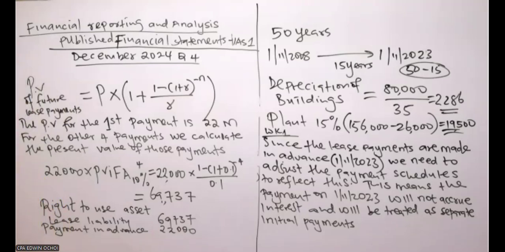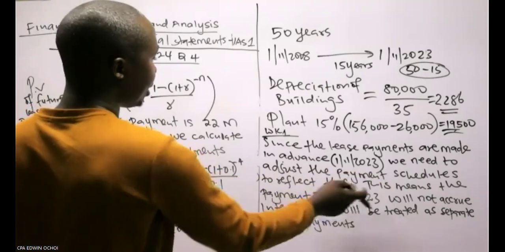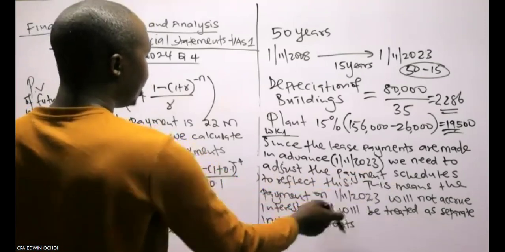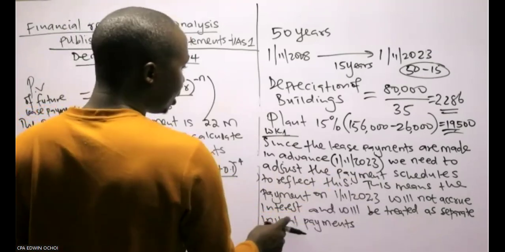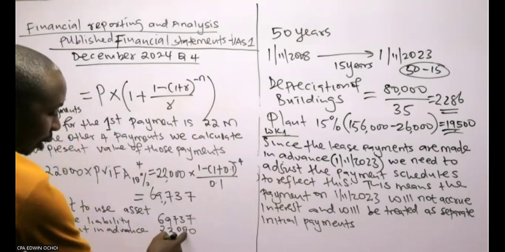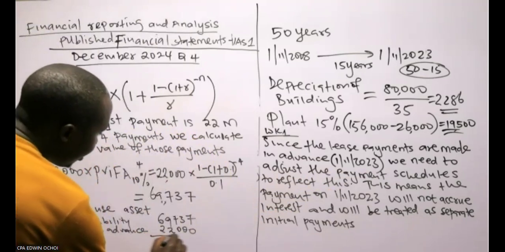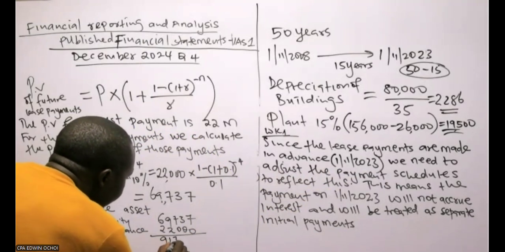That is why I said that since the lease payments are made in advance, we need to adjust the payment schedules to reflect this. This means that the payment for 1st November 2023 will not accrue interest, and it will be treated as a separate initial payment. So the total right to use the asset will be 69 plus the 22, the initial one. It will be 91,737.